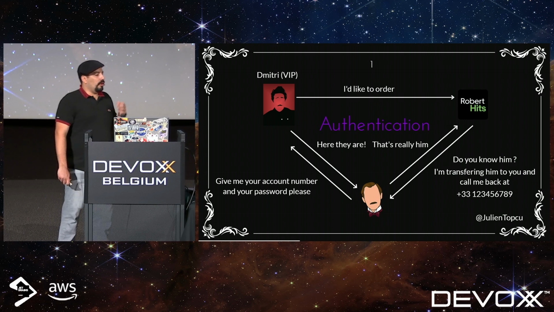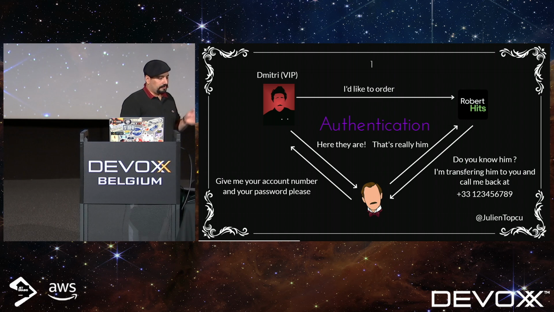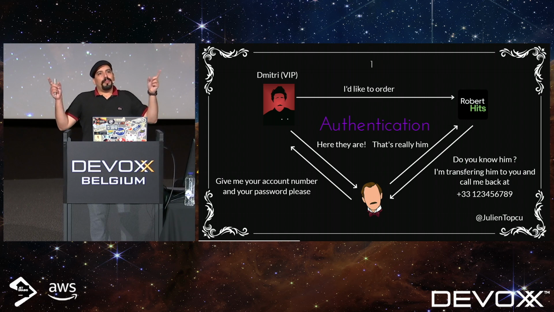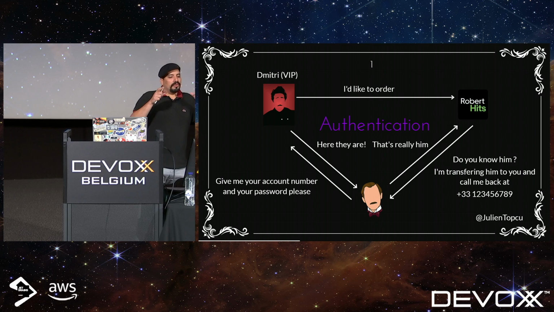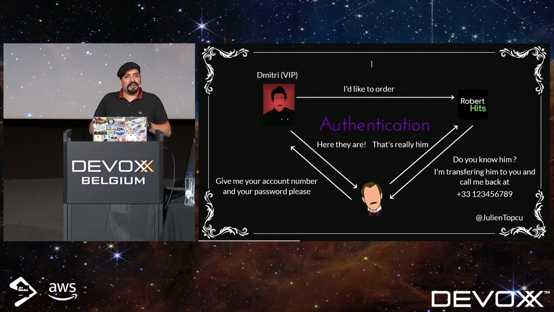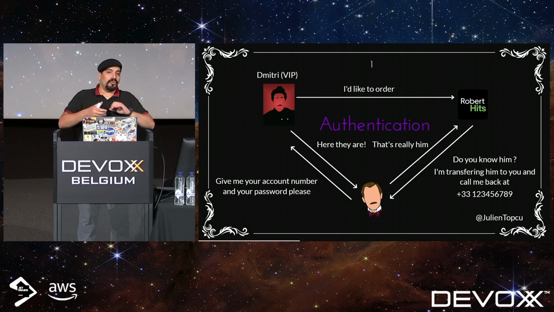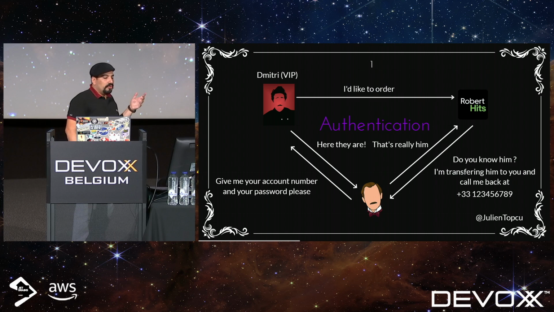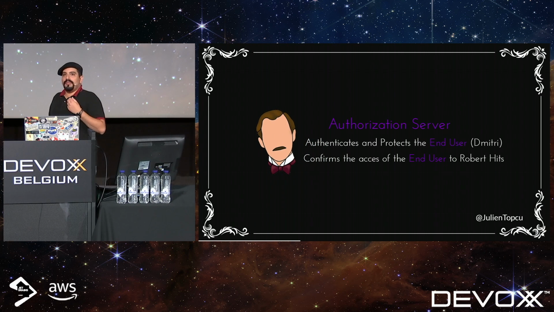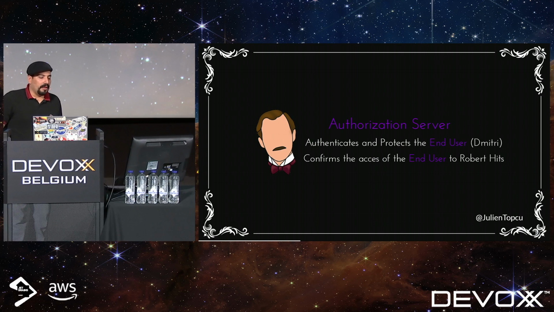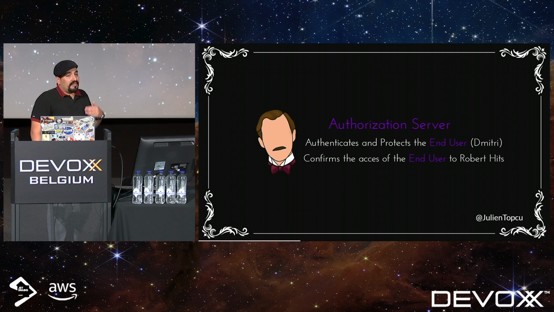This is what we call authentication by third party. Here, you have two persons who don't know each other, but they need to work together. And to be able to work together, they both rely on someone else, a third party here, which is Gustave. They both trust Gustave, and they use Gustave to be able to work together. So Gustave here plays the role of what we call the authorization server. So Gustave authenticates and protects the end user, which is Dimitri.